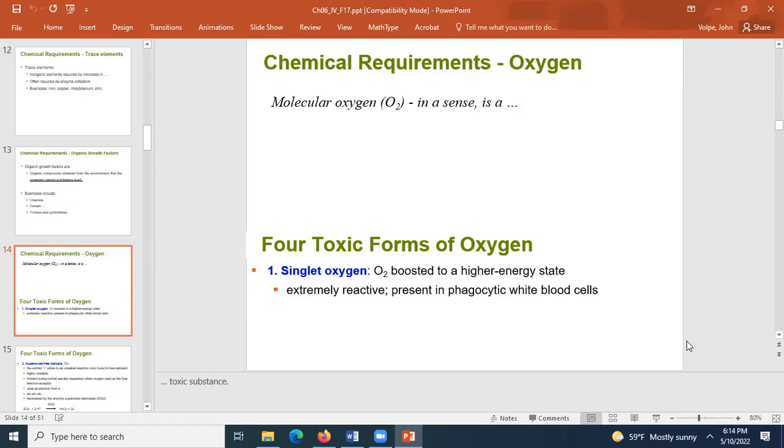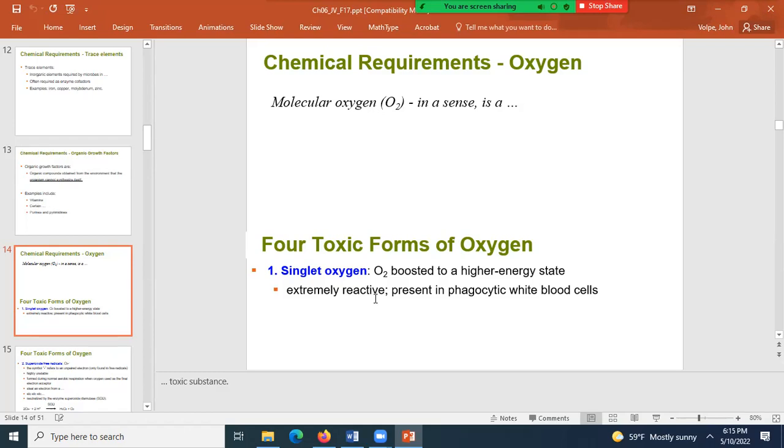Let's briefly go through the 4 toxic forms of oxygen. Like I said, oxygen gas is not toxic, but singlet oxygen is oxygen gas, meaning the oxygen molecule, where the electrons are boosted into a high energy state. That makes this singlet oxygen, the oxygen molecule, extremely reactive.